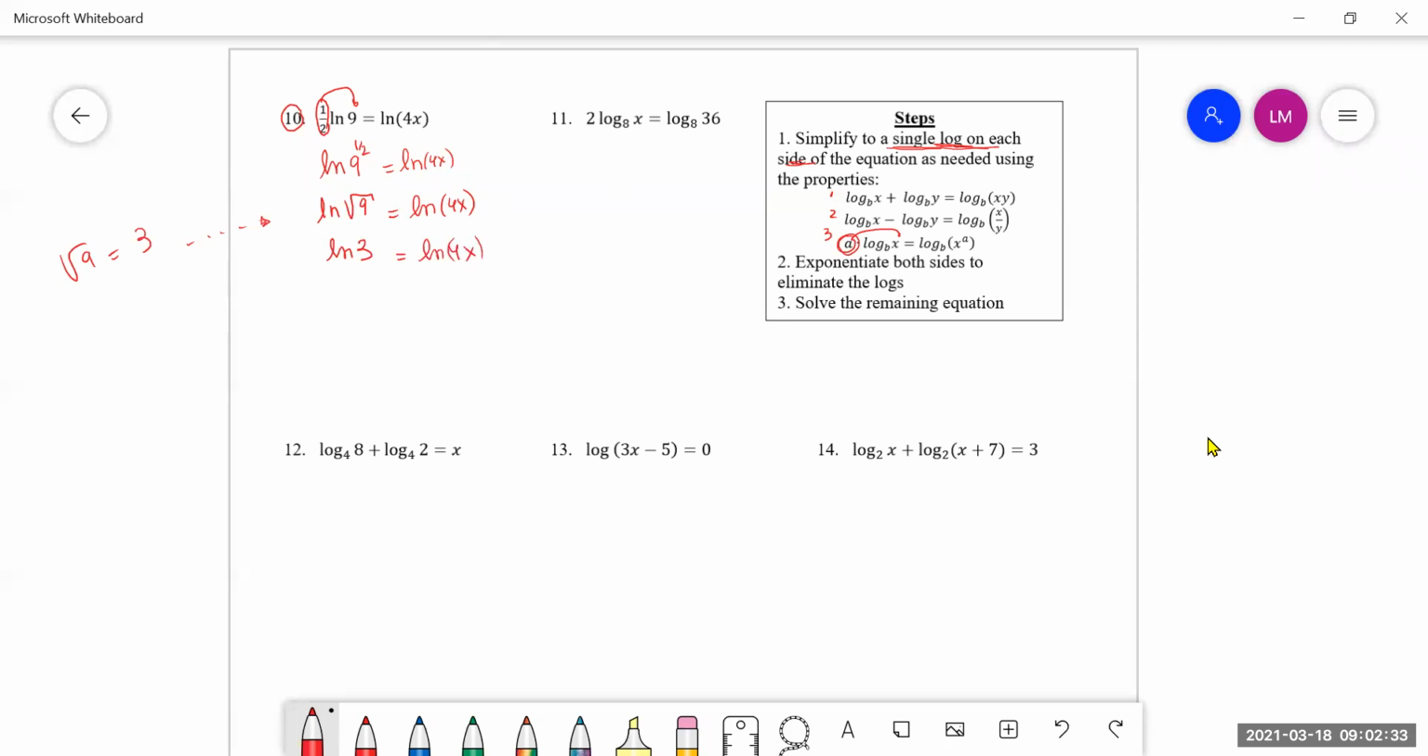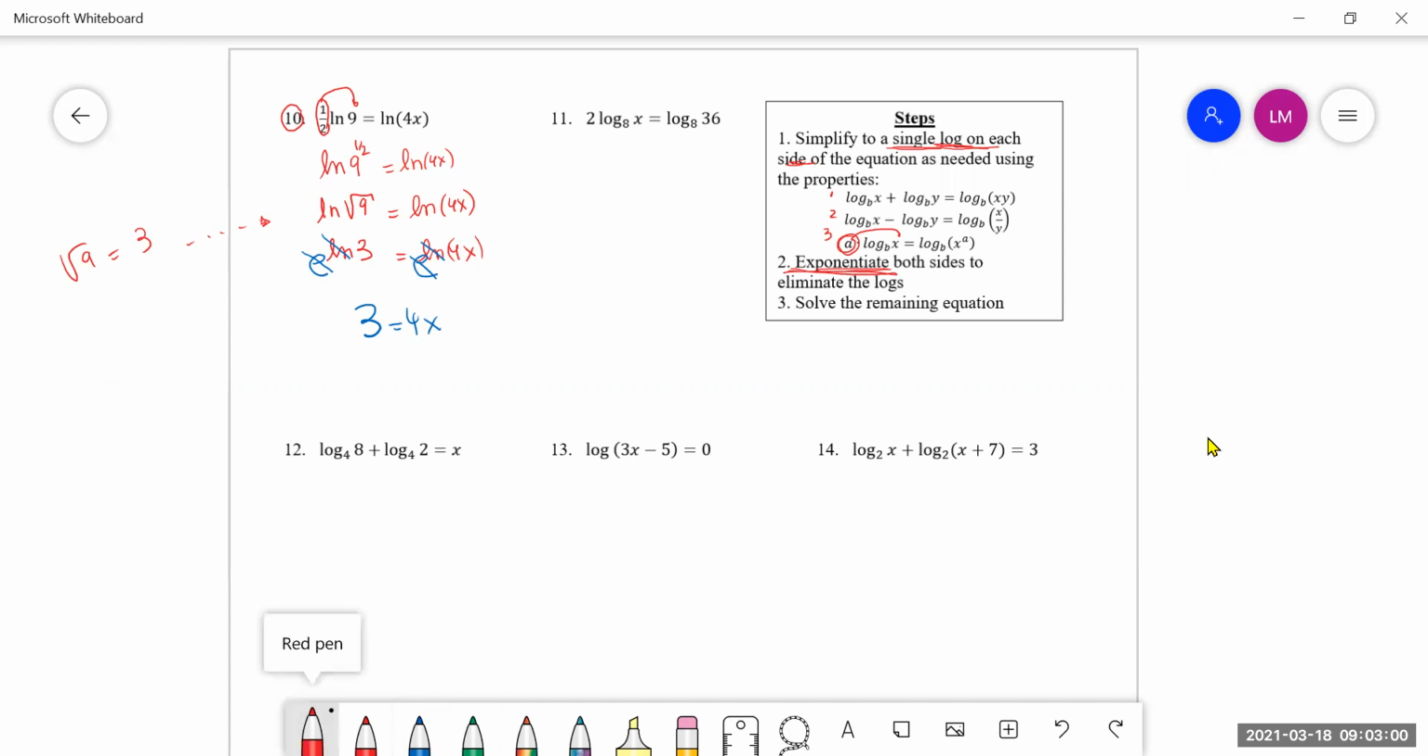Now let's turn this equation into an exponent. Let's exponentiate. So because it's an ln, we're going to use base e on the left, base e on the right. So the e and the ln will undo each other. I'm going to end up with a 3. The e and the ln will undo each other. I'm going to end up with a 4x.